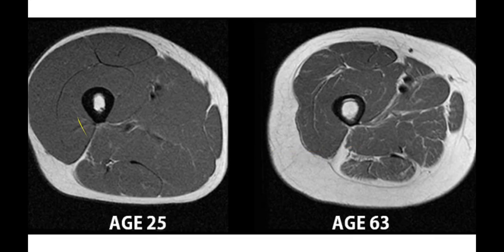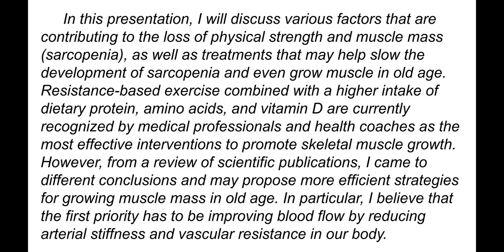Okay, what is happening at age 25? You have some fat deposition, but not very big. The amount of fat tissue is growing, and muscles are getting destroyed by the age of 66. I'm personally 67. So in this presentation, I will discuss various factors that contribute to the loss of physical strength and muscle mass, which is sarcopenia, as well as treatments that may help slow the development of sarcopenia and even grow muscles in old age.